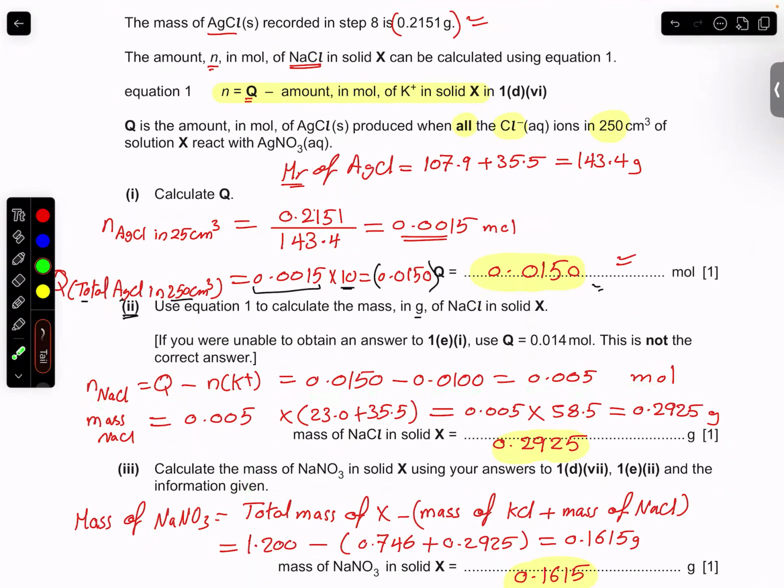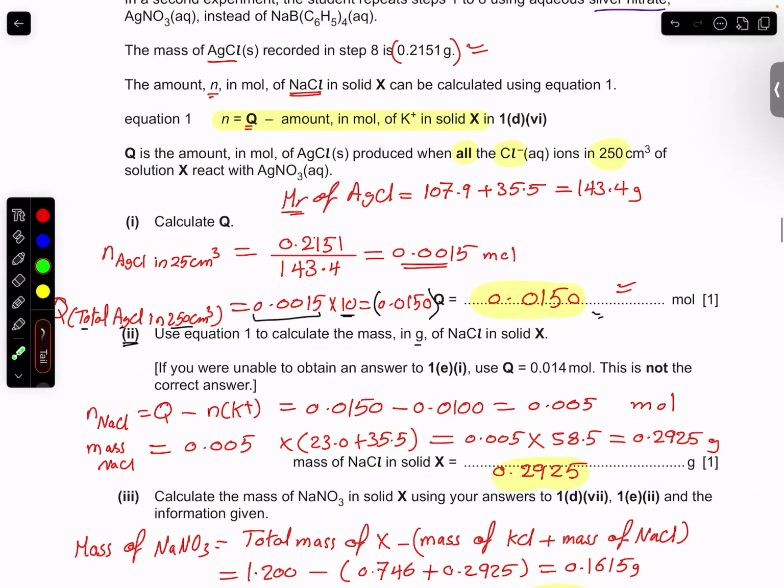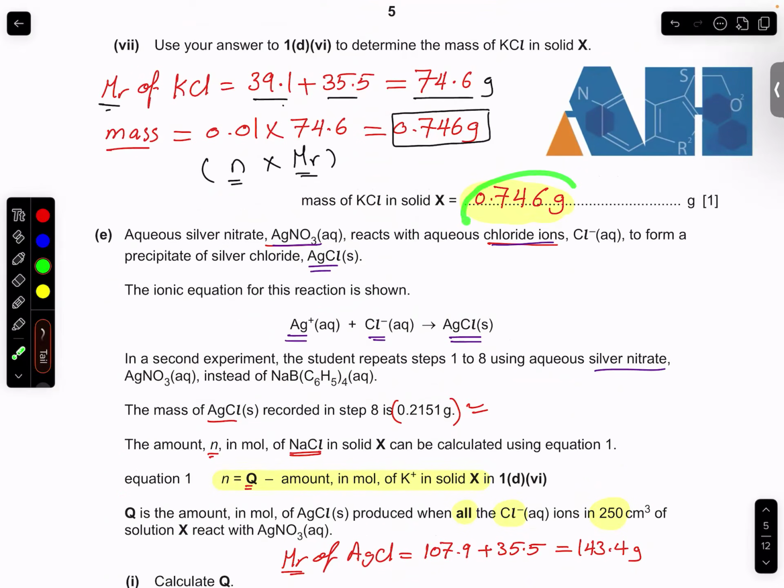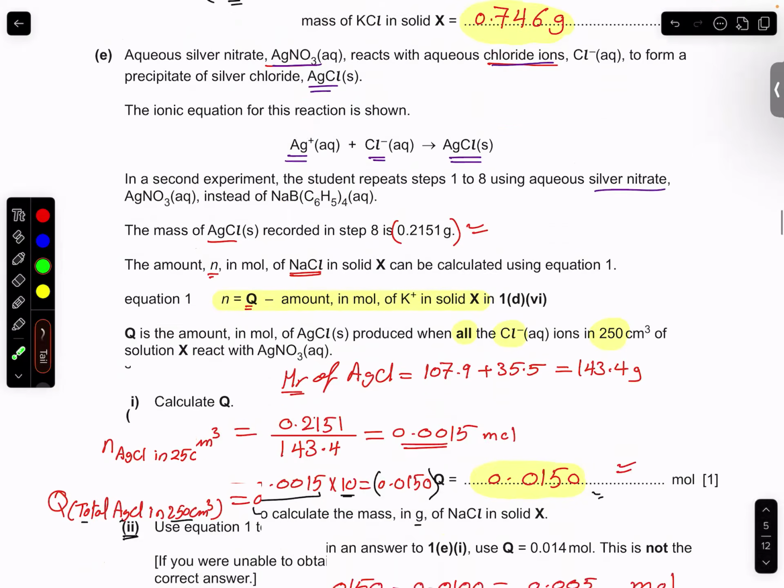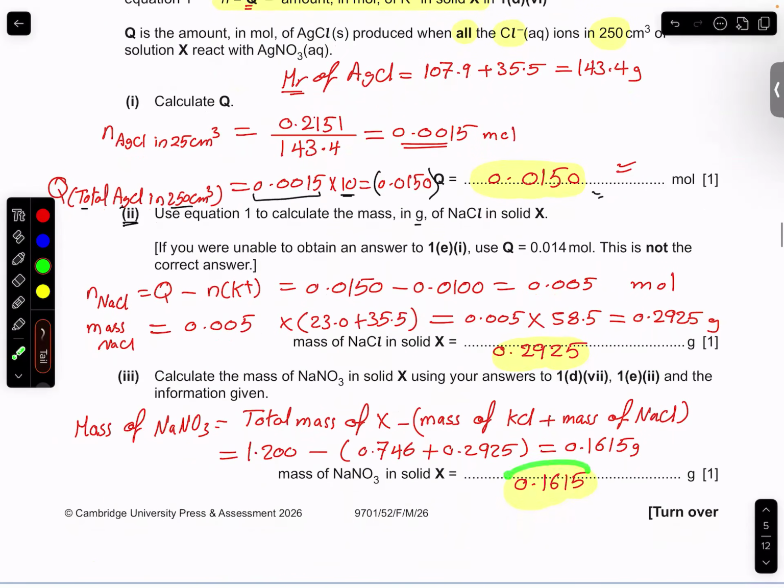To get the mass of NaCl, it equals the number of moles multiplied by the Mr. The Mr is the Ar of sodium plus the Ar of chlorine, which is 23 plus 35.5, equals 58.5. So 0.005 times 58.5 equals 0.2925 grams. The mass of NaCl equals 0.2925 grams. So now we have the mass of KCl and the mass of NaCl in the sample.